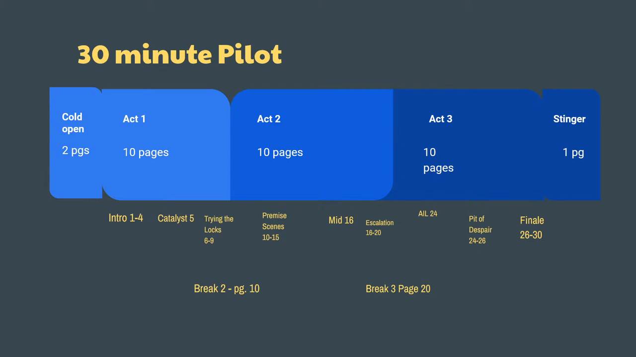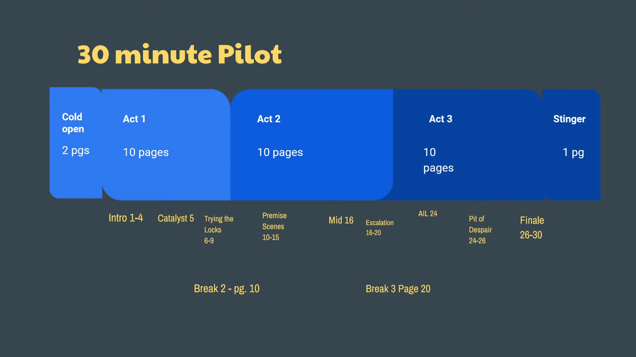Until we break into two, and we usually go to commercial in half-hour shows. So you can imagine these as commercial breaks if that's helpful for you, and just usually they are in how TV works. Then Act 2 is going to be 10 pages, and as we break into 2, we're going into the premise scenes. So that's exactly what you promised, exactly what the logline described.